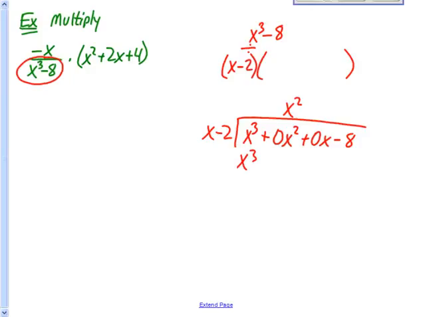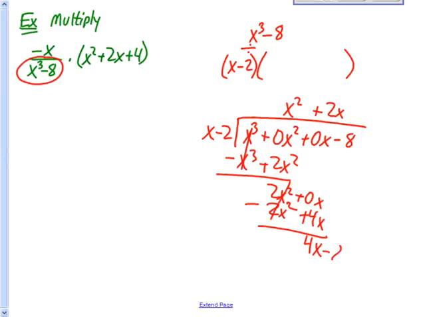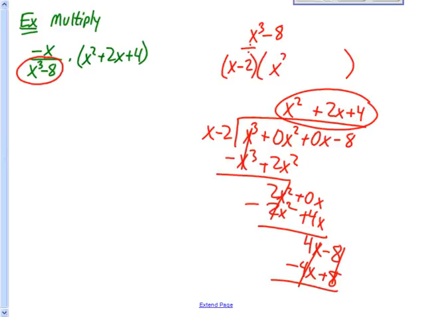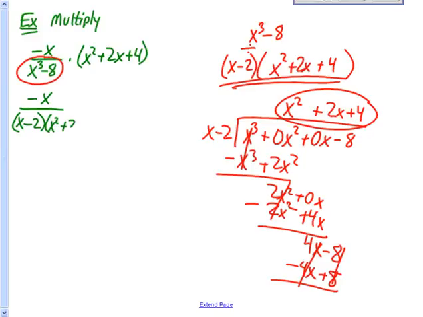So x squared times x is x cubed, x squared times negative 2 is negative 2x squared, change signs. Next one's going to be 2x. Last one's 4, so 4x minus 8, change signs, and you should not have a remainder here. That's what that other factor is, x squared plus 2x plus 4. So that's what x cubed minus 8 factors into, just in case you forget that pattern: a minus b, times a squared plus ab plus b squared.